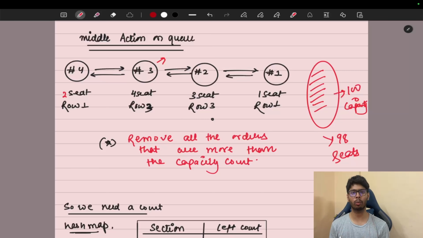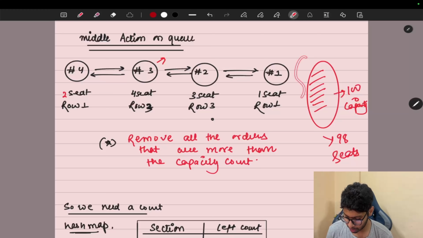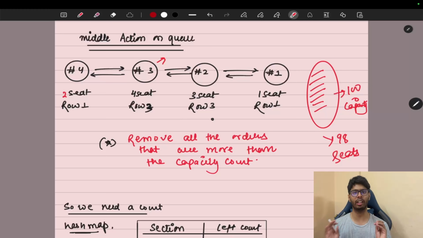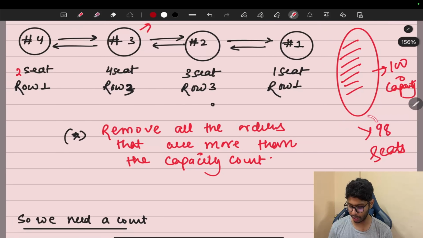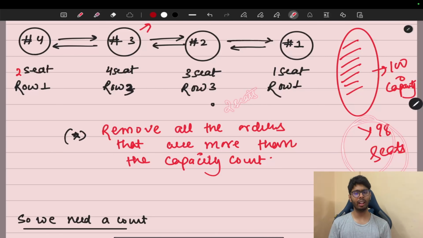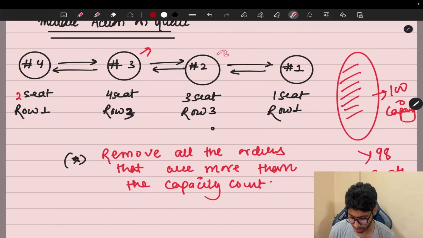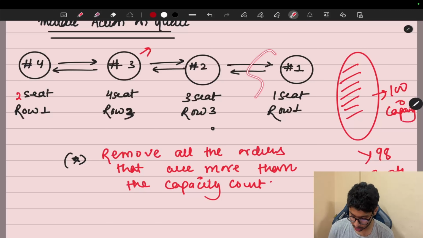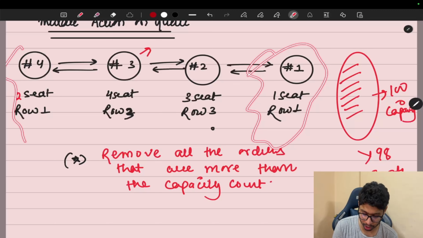Now let's understand the point, middle action on the queue. Suppose there is a section which has a capacity of 100, but 98 seats are completely filled. In that scenario, what will happen if 98 seats are filled and only 2 seats are left? And there are users like this second user who wants 3 seats, and this third user who wants 4 seats. So tell me one thing, will they ever get any seat? But user 1 can get a seat. User 4 can get a seat.